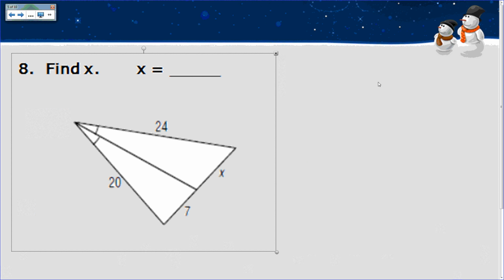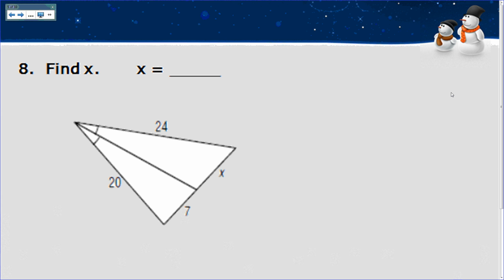Okay, now this one is our angle bisector. So since it's the angle bisector, I know that this pairs with this. So 7 pairs with x. So 20 pairs with 24. So I'm going to cross multiply. 20x equals 168. Divide both sides by 20.